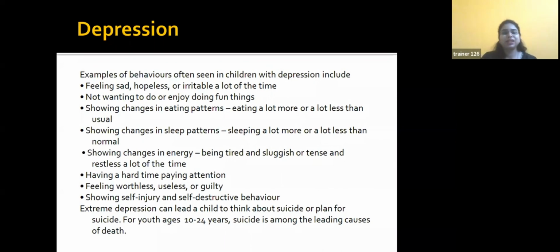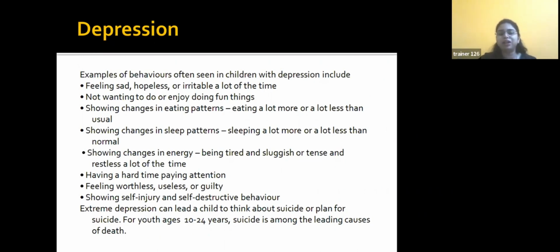And they may be restless a lot of the time. They might be agitated, they may feel very irritated, they may throw things here and there, they may have a hard time paying attention. They feel worthless. I am fit for nothing. I am useless. There is no hope in my life. They may start feeling guilty and showing self-injury and self-destructive behavior. In severe cases, they may even harm themselves. It could be cutting their hands with a knife or trying to kill themselves with poison. Whatever it could be, that is committing suicide.